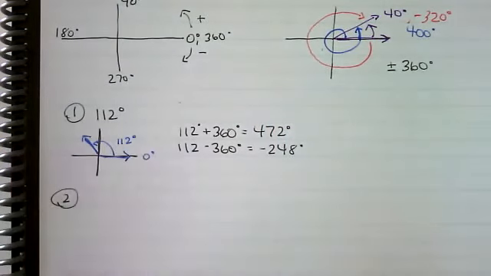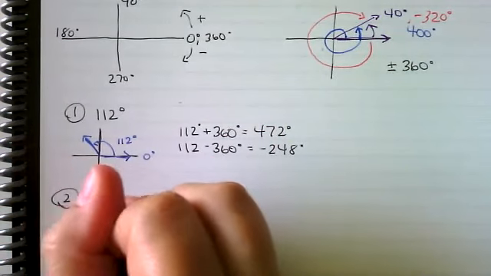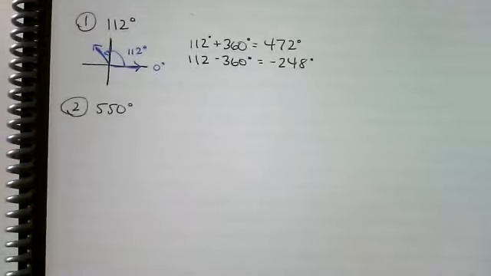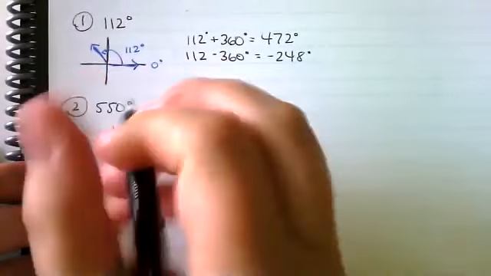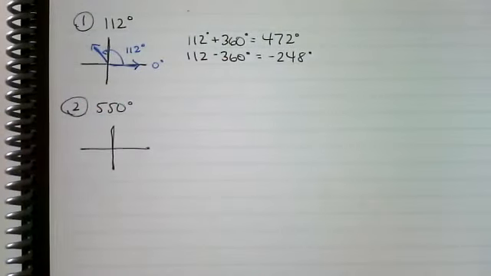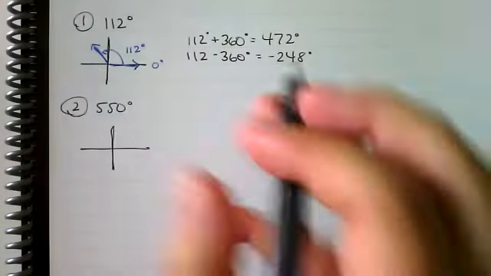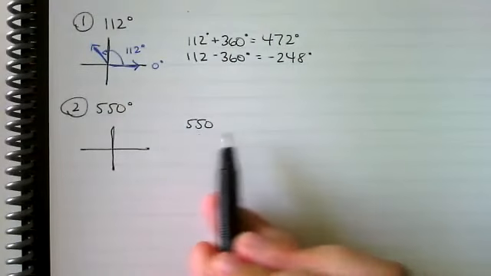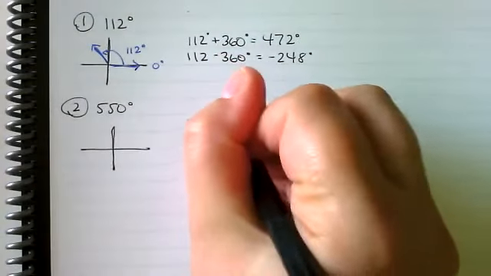Question number 2. We're going to do 550 degrees. Okay, so this one is above 360, right? So we know that we're going to go a whole time around plus maybe a little more. Okay, so for this one, to draw this, I would actually find my coterminal angles first. So I have 550 degrees. I don't want to add 360 because I want to get smaller, right? So I'm going to subtract 360 here.